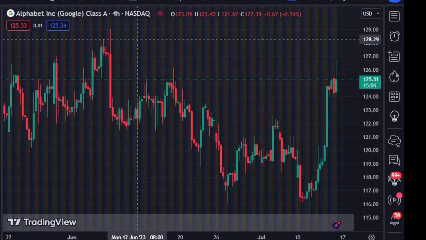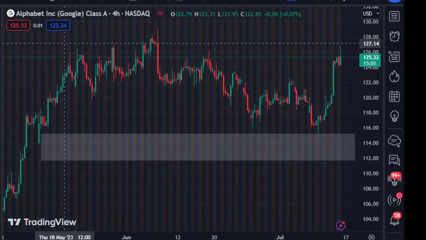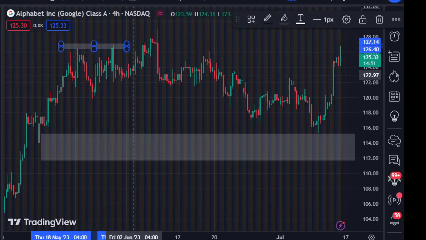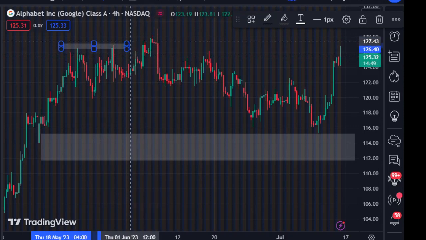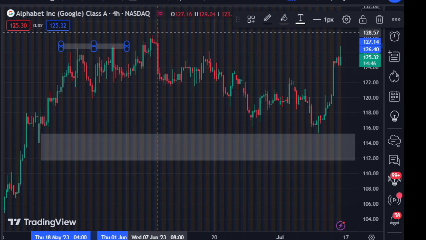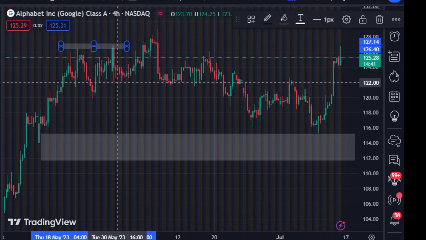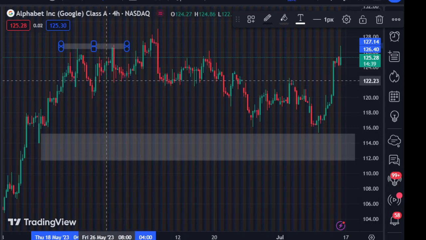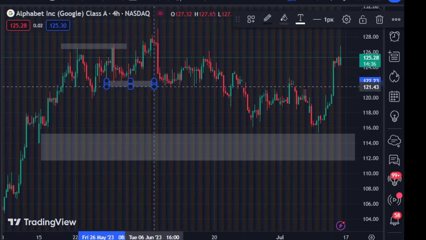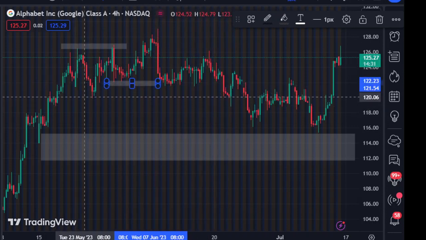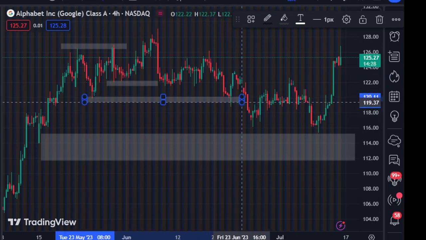So let me show you liquidity, right? There was liquidity right here. You can see these are the highs, right? So this is buy side liquidity. What happened here is the market maker came and took the buy side liquidity and then came down. This is the sell side liquidity right here. Took the sell side liquidity, went up, came and took this buy side liquidity.